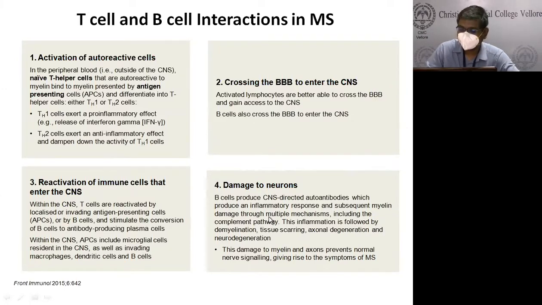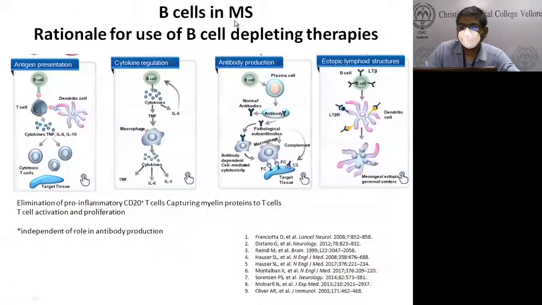And eventually there is damage to neurons and the myelin sheath. So why is B cell in MS coming up in a big way? Initially, MS was always considered to be a T cell predominant disease, but with the efficacy of B cell depleting therapies, the focus on B cells and immunopathogenesis of MS has come up in a big way.